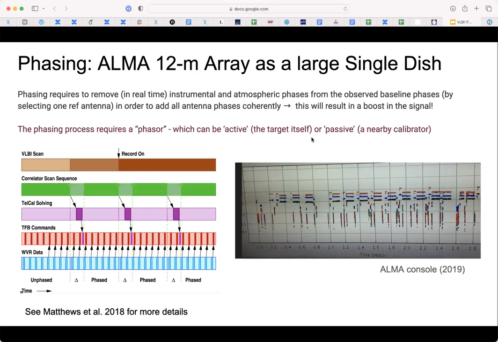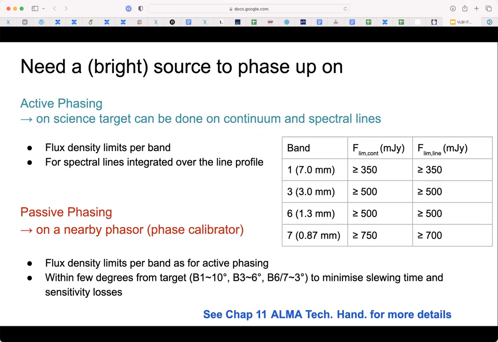This is very important if you're thinking of applying for millimeter VLBI with ALMA, because it's probably one of the most critical points for the success of your observations. You have to have a strong enough target, either active or nearby, and I'm going to get to nearby in the next slide, to be able to have ALMA phased up. So you need a bright source. For active phasing, there are some guidelines. Actually, for more information, please do refer to the technical handbook. It has a lot more details.